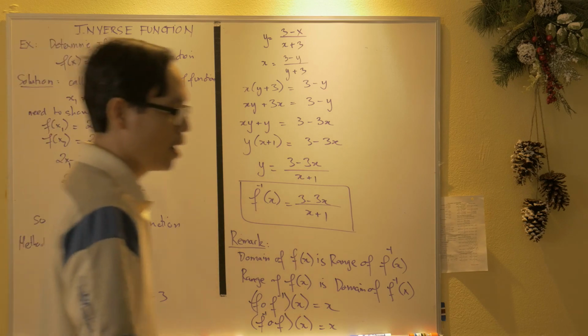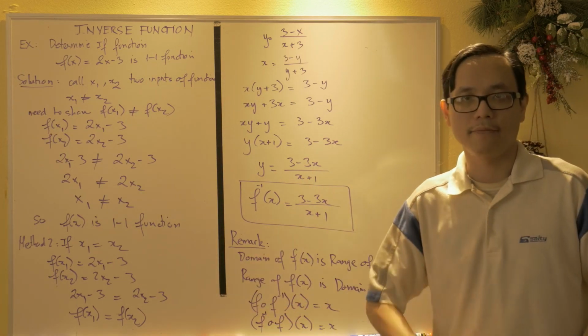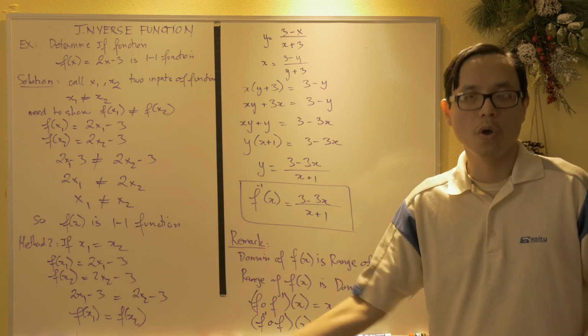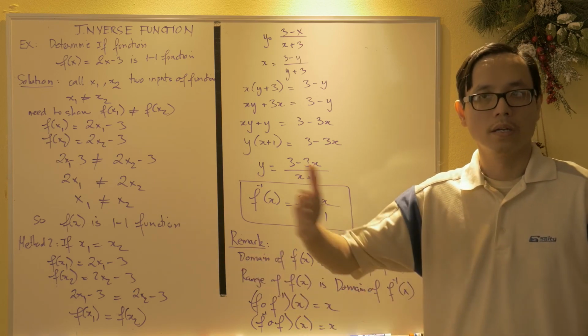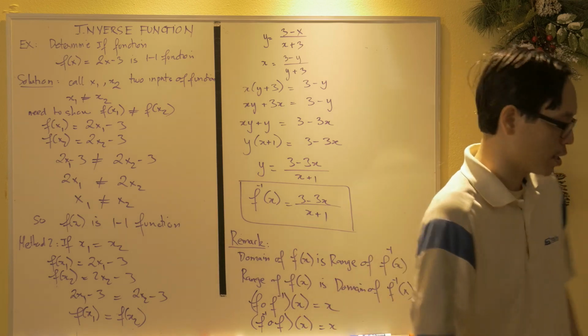So there are two ways. You can show if x1 is different from x2, then f(x1) is different from f(x2), or you can show if x1 equals x2, then f(x1) also equals f(x2).